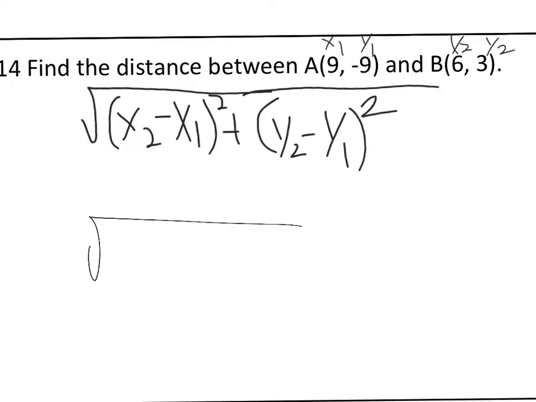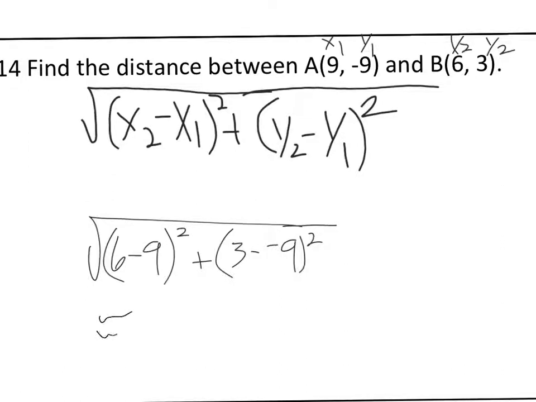So I'm going to write square root of, and then x2 is 6 minus x1 is 9. So 6 minus 9 squared plus y2 is 3 minus y1 is negative 9 squared, and it's all under the square root sign. So all you do is type that into your calculator and you get a very long decimal, so I'm going to round, so I'll use the squiggly equal sign and I'll round to the nearest thousandths place, which is 3 decimal places. So it's about a distance of 12.369.